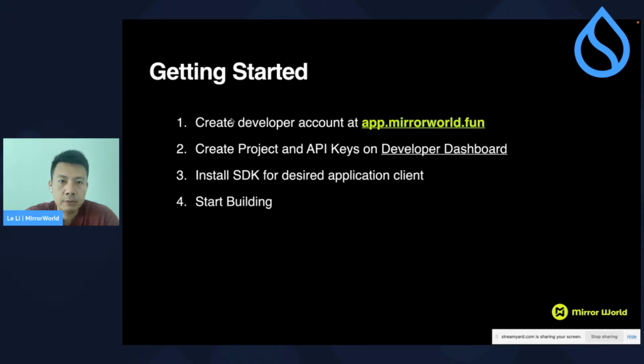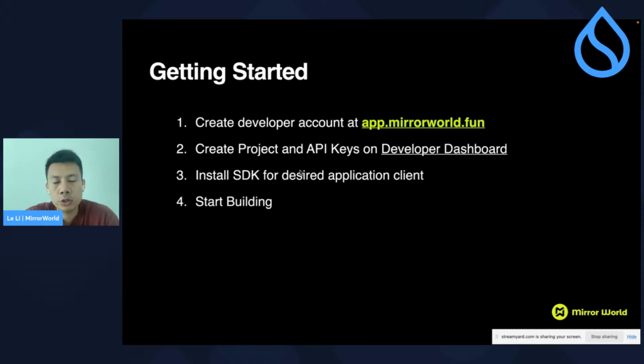The first thing, at a very high level, is to create a developer account in our dashboard. The second step is to create a project and an API key, and get the API key from the developer dashboard. With that API key, you are able to install the SDK in your desired application clients.